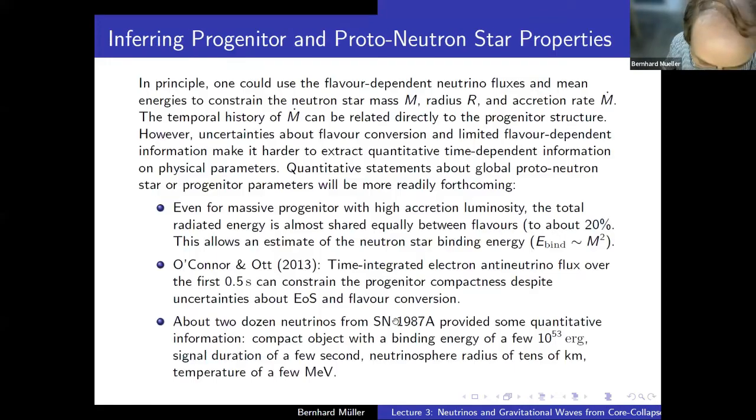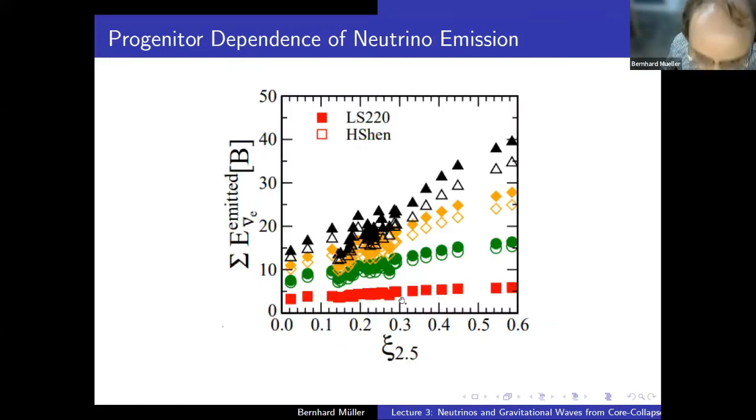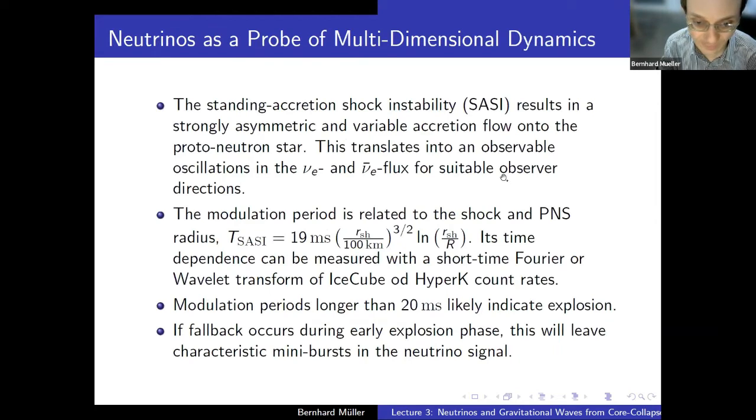Well, then let me move on to something which is, I think, quite exciting, because you can actually use neutrinos not only as measures of these bulk parameters of the proto-neutron star and the accretion flow, you can actually say something about the multidimensional fluid flow in the supernova interior.